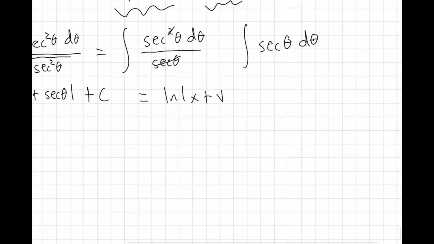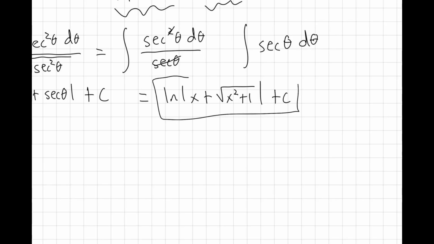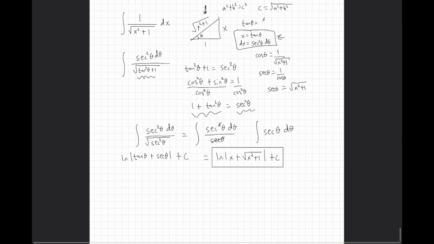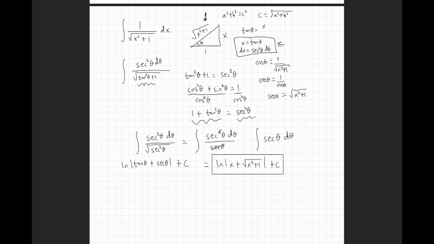So we get the square root of x squared plus 1 here, and then plus c, and that concludes the integration of 1 over the square root of 1 plus x squared dx. Awesome.